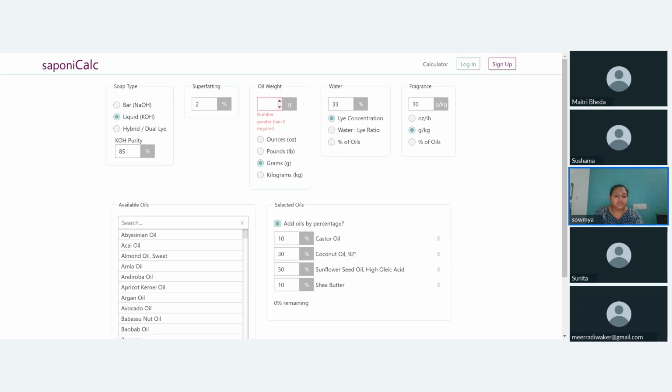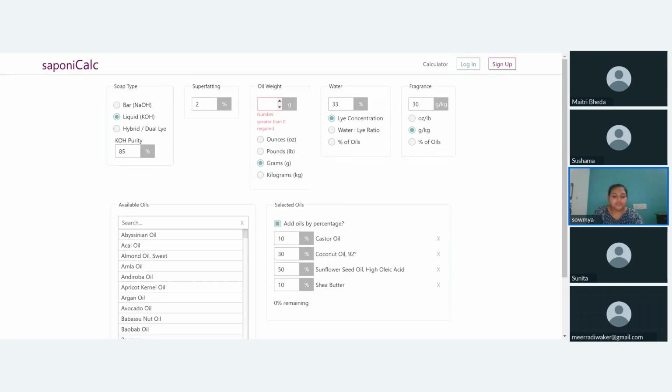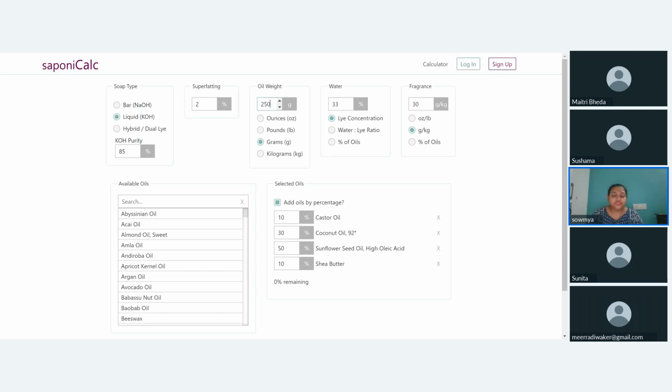And then oil weight, I can write it 150 gram, or I have included 250 gram. Let me know if you want to do a 250 gram or a very small batch. I think 150 gram also will give you enough, because with 250 gram, by the time you get your soap paste, the weight of the soap paste comes up to 450 gram. That is too much liquid soap that you will be having. So I will change it to 150 gram.